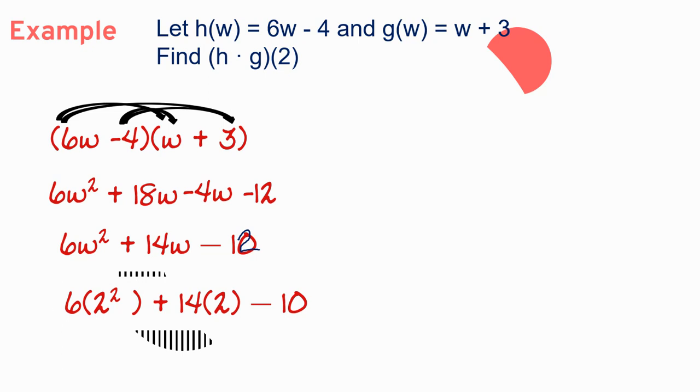Now I can plug in my 2 to evaluate. 6 times 2 squared plus 14 times 2 minus 12. It's not going to give me 42 now. It's going to give me 40. So once I multiply all this out using your calculator or your brain, however you want to, you will get the right answer at evaluating them. All right, let me know if you have any questions multiplying these out and evaluating.